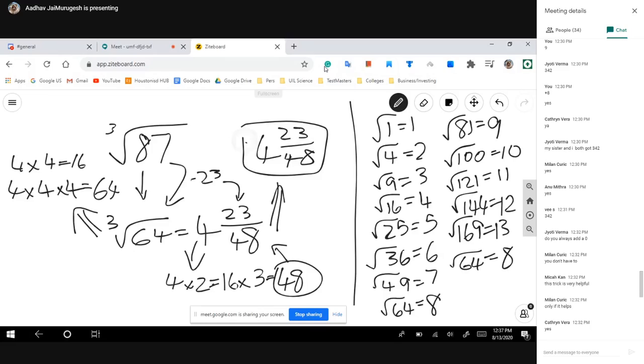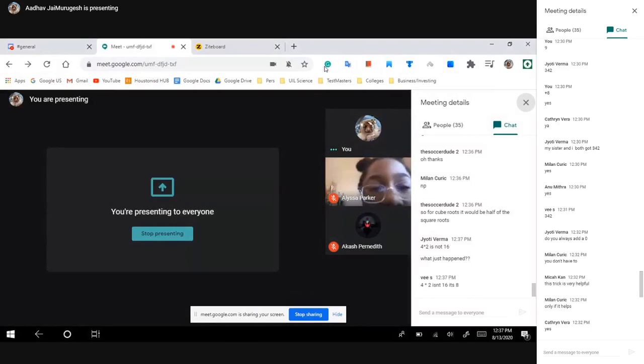I know this trick is challenging for some people. So, do you guys really understand how to do this, or do you have any questions? Did you say 4 times 2 equals 16 or 4 times 4?